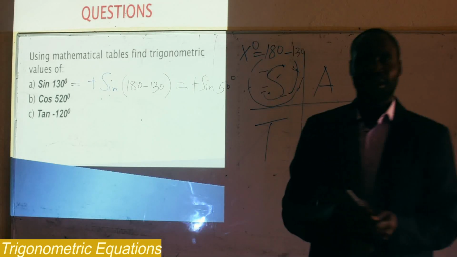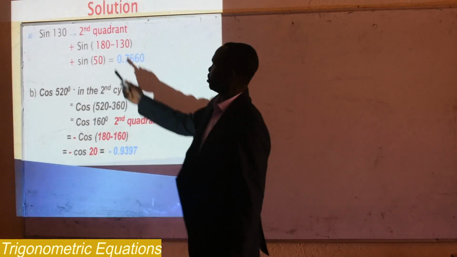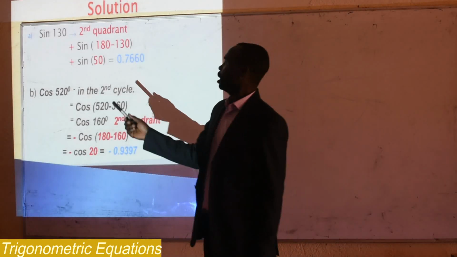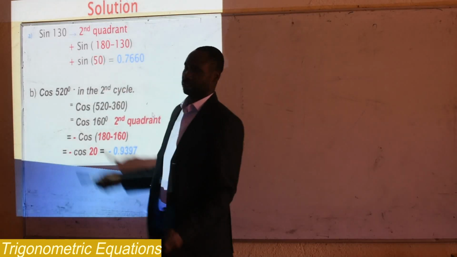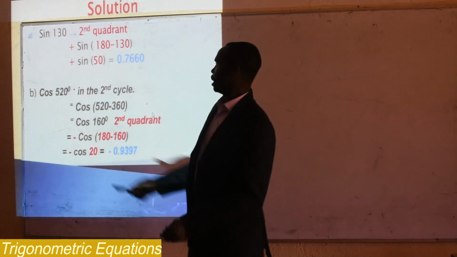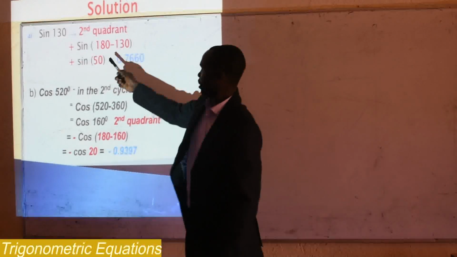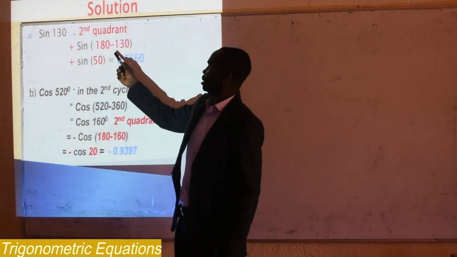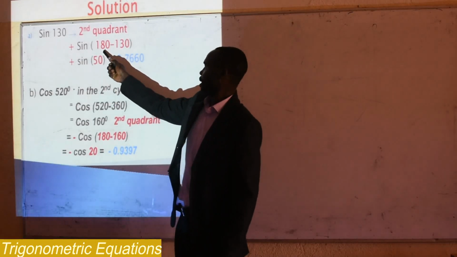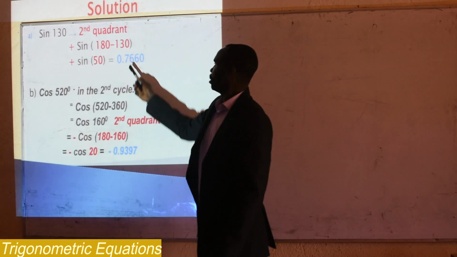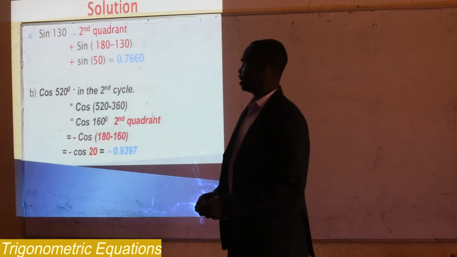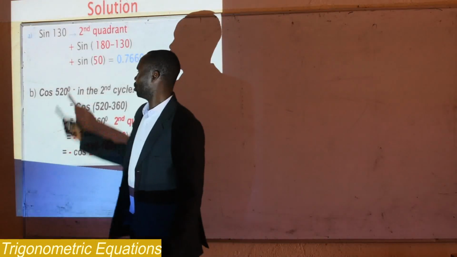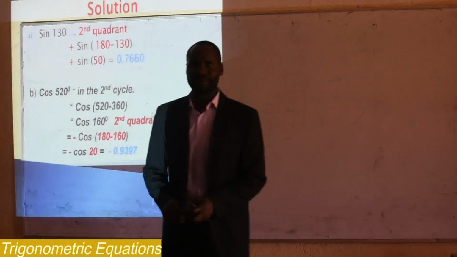So let us see. You can see sin 130 is in the second quadrant, and from the second quadrant, all sine trigonometric values are positive. That's why this positive is here. We reduce this one so that you can read from the tables. So this is 180 minus 130, which is 50, which is positive 0.7660. Part B is when we have cos 520.